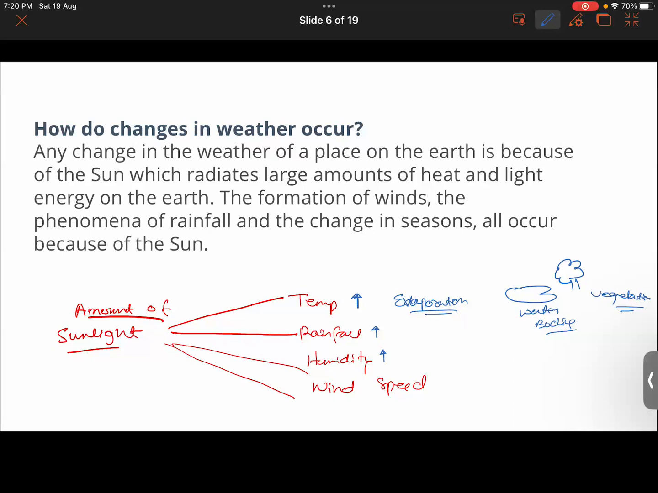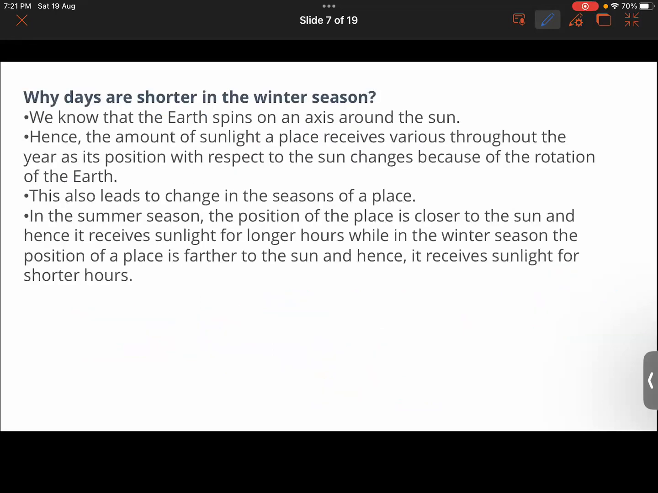Moments ago, we also discussed how wind moves from one region to another. It is basically due to air pressure. Somewhere pressure is higher, somewhere temperature is higher, somewhere temperature is lower. Air will move from higher pressure to lower pressure, from the area with lower temperature to the area with higher temperature. Getting it, guys? So that is the reason why all the changes in weather are related directly to the sun and the sun only, right?